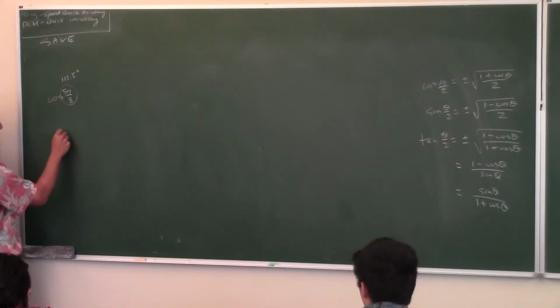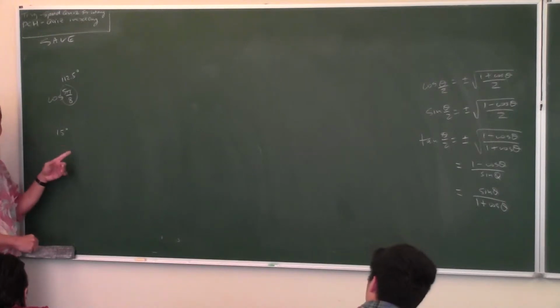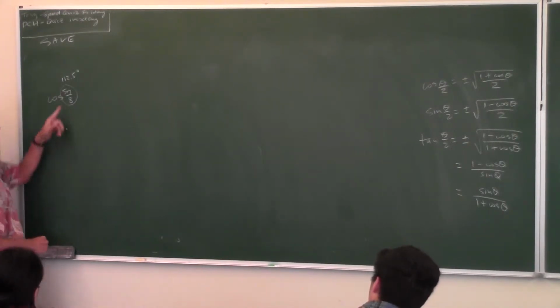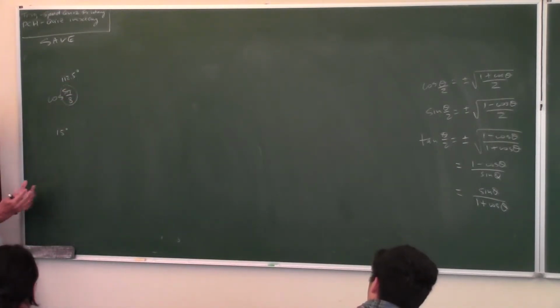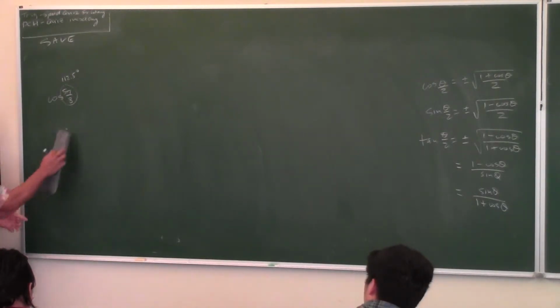Like when we had 15 degrees, was that on today's quiz? Yeah, didn't you go 45 minus 30? So can you do that with this? Can you write that as a sum or a difference of two angles that you do know? No, you can't because of that 0.5 there. That's a problem. So that's why we have the half angle identity.